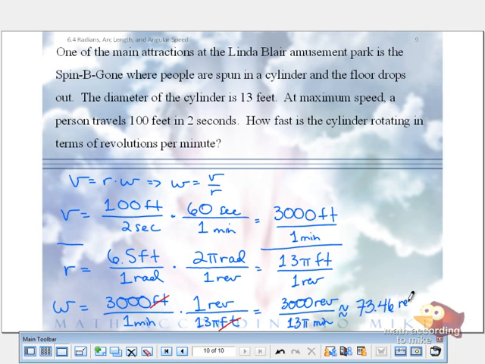Thank you. Which means that you're taking a full turn more than once per second. Hence the Linda Blair amusement park. Projectiles.